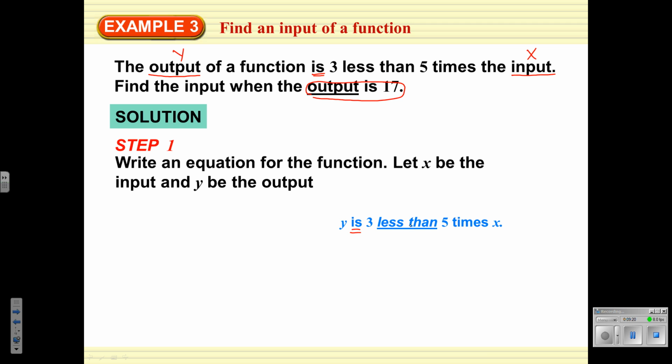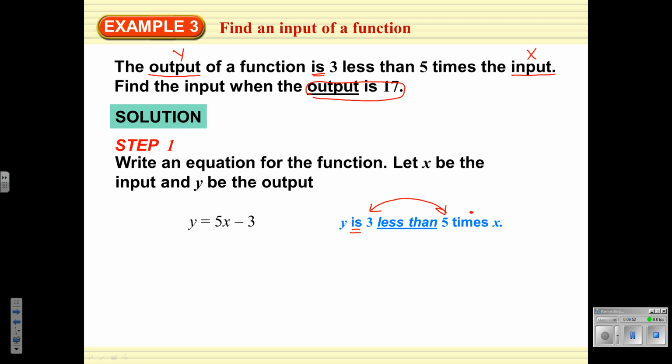Here we go. Y is means equals 3 less than. Now I have this underlined and italicized because this is the one that means we actually are going to flip-flop these around. 3 less than this. So there's my output, here's my equals, here's my multiplication, and here's my input, and there's my numbers that go. So there's my verbal model. So there it is. My output, y, equals 3 less than 5 times x.